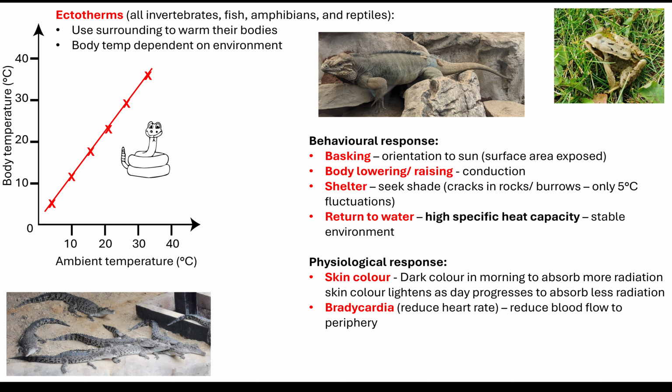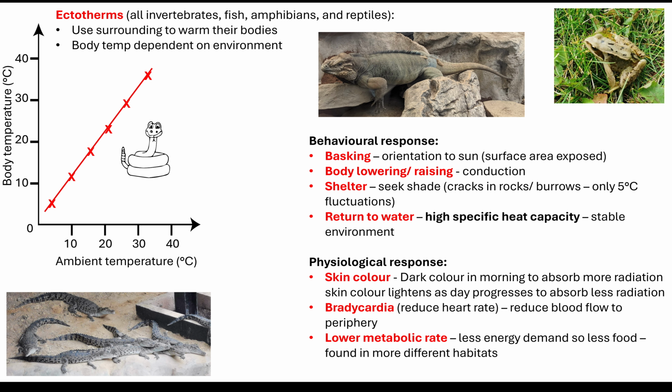Bradycardia, this is module 3 coming in here. They'll be expecting you to understand if you've got an organism that has bradycardia, why is that good? That's going to reduce the heart rate, reduce the blood flow to the periphery. That therefore is going to be a way in which they can maintain that thermal energy inside their body. So that would be a way in which they are responding if the ambient temperature gets too low.